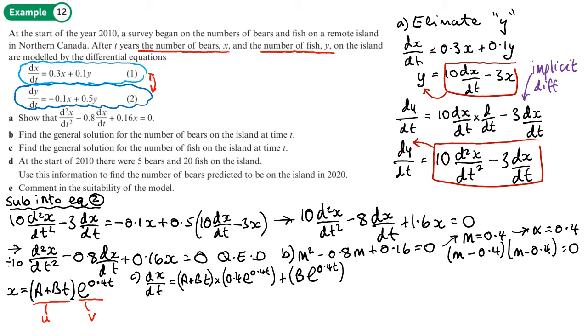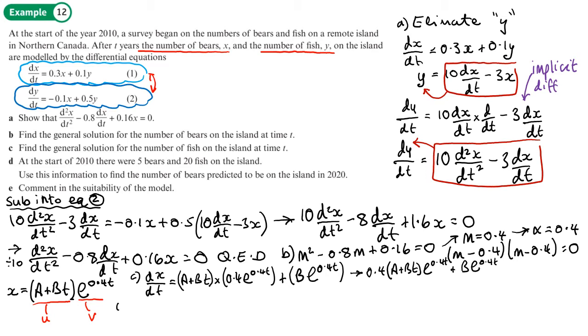Now I can just substitute this, 10 times this, minus 3 times this, to get y. So I'll probably want to just tidy this up a bit. One of my favourite phrases is tidy up. So I will have 0.4. Actually, there's probably not much point now. I'll write it as a plus bt to the e to the 0.4t plus b e to the 0.4t.